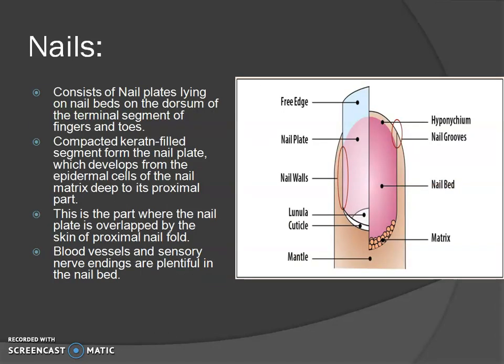Nails. Nails consist of nail plates lying on nail beds on the dorsum of the terminal segment of fingers and toes. Here you can see the nail bed, and these are the nail plates. Compacted keratin-filled squames form the nail plate, which develops from the epidermal cells of the nail matrix deep to its proximal part. Here the nail plate is overlapped by the skin of the proximal nail fold. Blood vessels and sensory nerve endings are plentiful in the nail bed.